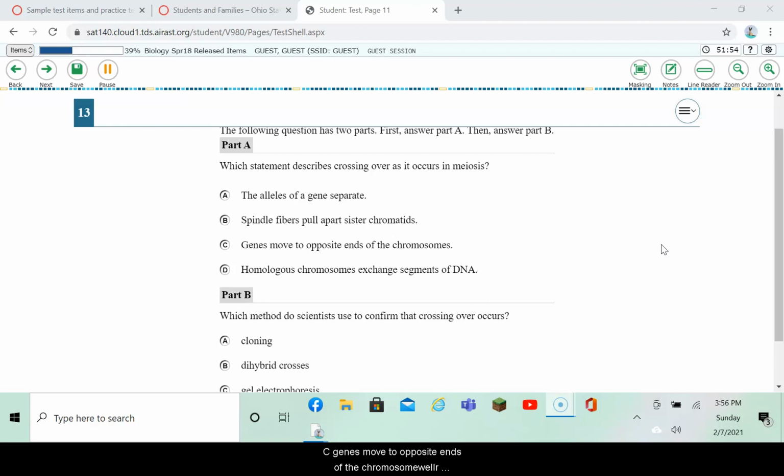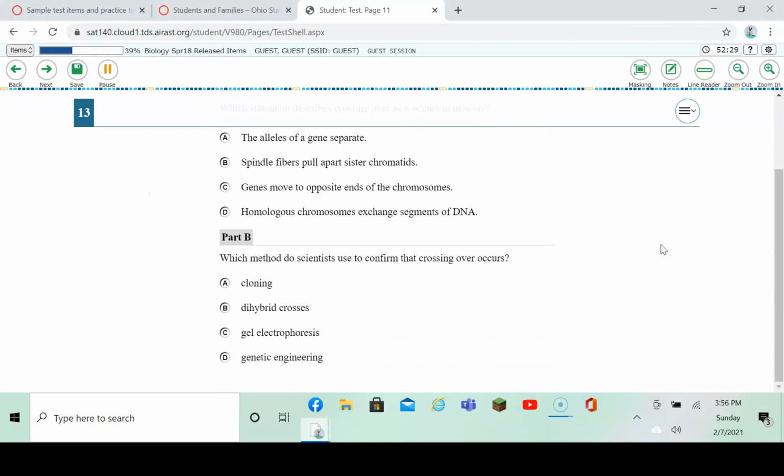C, genes move to opposite ends of the chromosome. Well, this is how translocation occurs. But D, the homologous chromosomes exchange segments of DNA. Just like I was telling you, homologous chromosomes: Dad has chromosomes that have certain genes on them. Mom has a chromosome identical to that, with the same certain genes. And when they touch each other, they exchange DNA. And that's how come in sexual reproduction, we get different offspring.